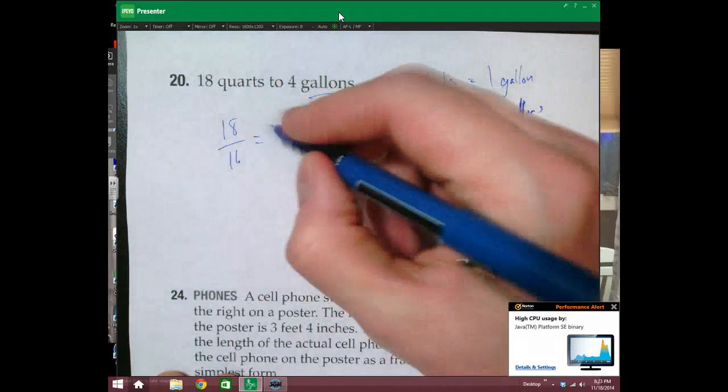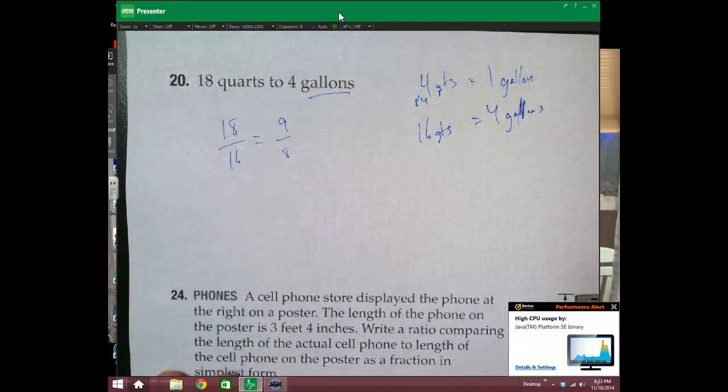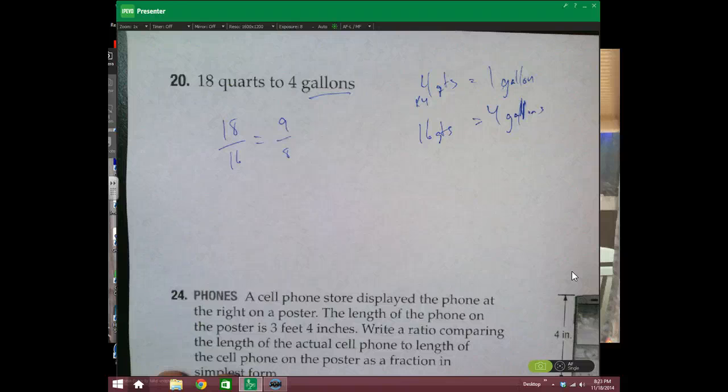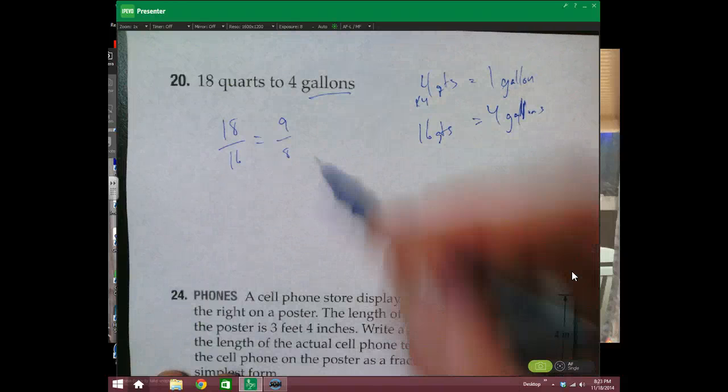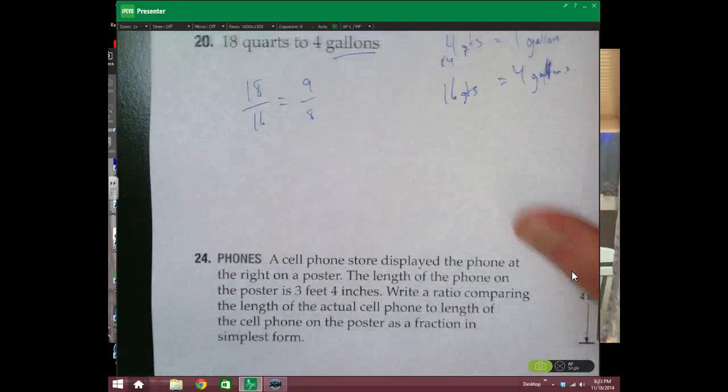That reduces to 9 over 8. Oh, and I didn't say this to begin with, but this actually is problem number 20 from the homework for tonight. So for 20, you should have had 9 over 8. And then 24, the last one we'll look at for this, also from the textbook homework.